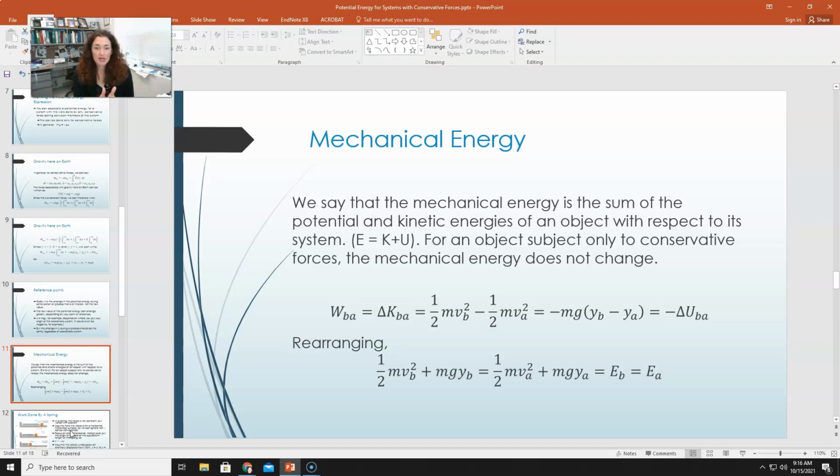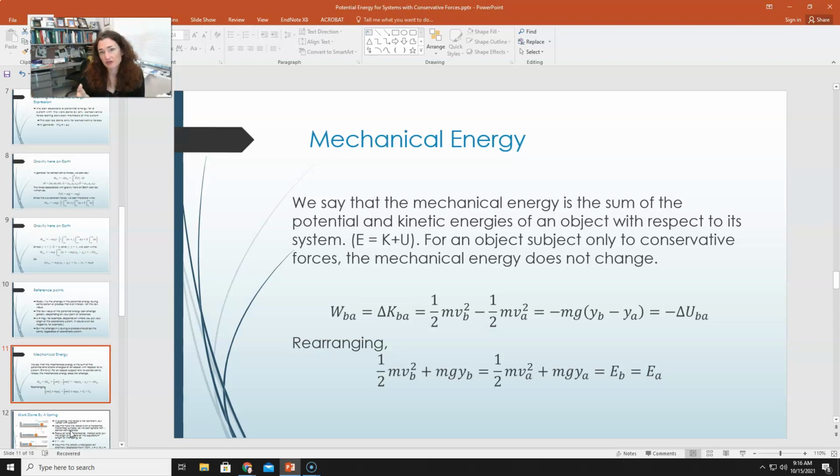So let's derive this equation for the mechanical energy as applied to, say, this gravitational potential energy equation. And we can do that by using the work kinetic energy theorem that we previously developed, okay? So we know that the work done by a force in moving it from location A to location B, symbolized here by W sub BA, is equal to the change in the kinetic energy. We derived that relationship in a previous lecture. So the change in the kinetic energy, delta K BA, is equal to 1/2 mvb squared minus 1/2 mva squared, assuming B is the final location and A is the initial location.